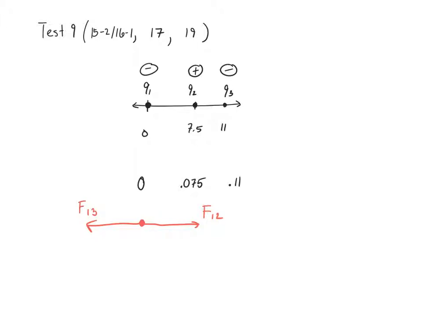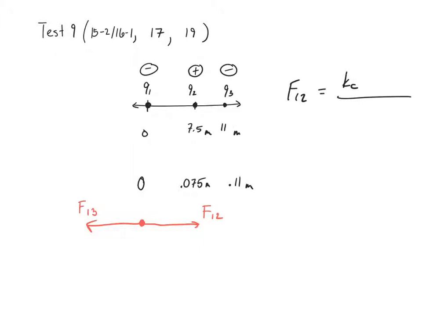Now, how do I calculate F12 and F13? You do like 9 times 10 to the 9 times, good, k, then 0.075 times 10 to the negative 6, and then 0.11 times 10 to the negative 6. So those aren't the charges, remember. Those are the distances. Be careful. Oh, and then you divide all that by.